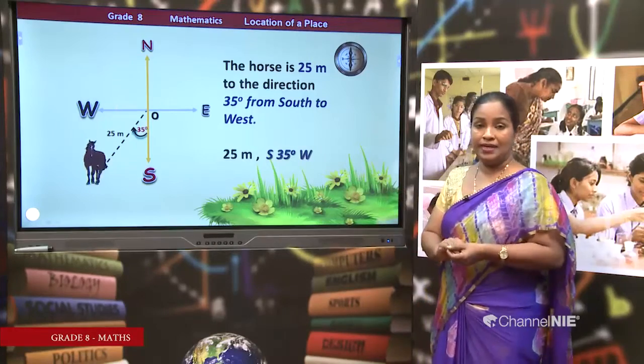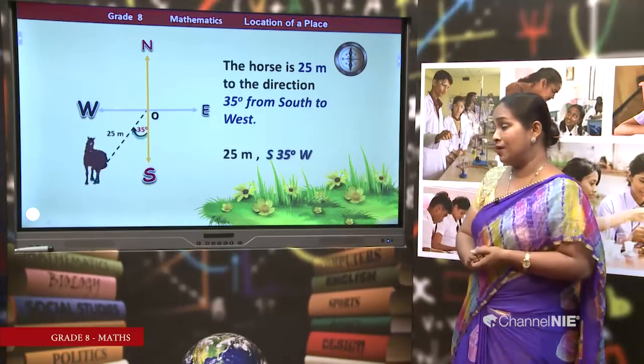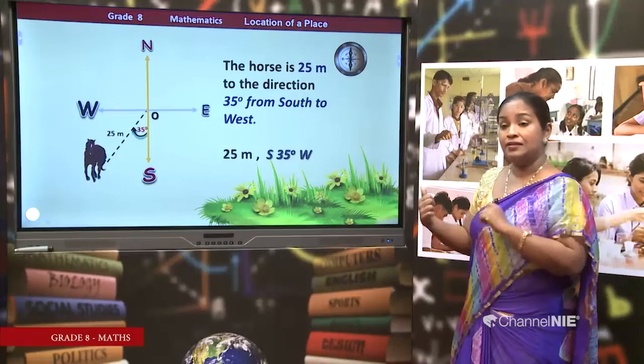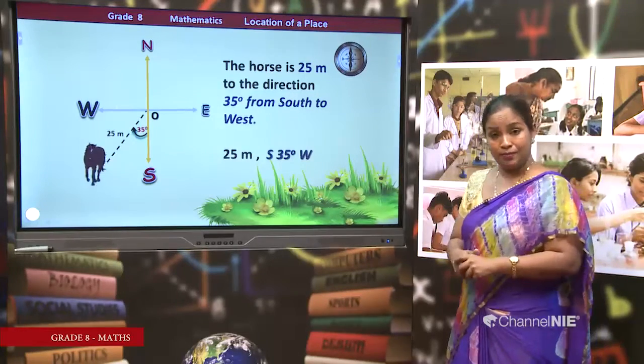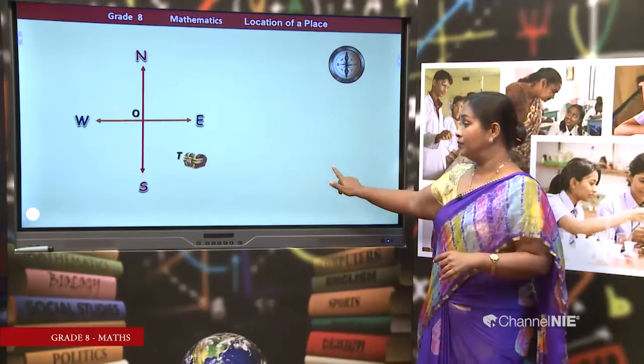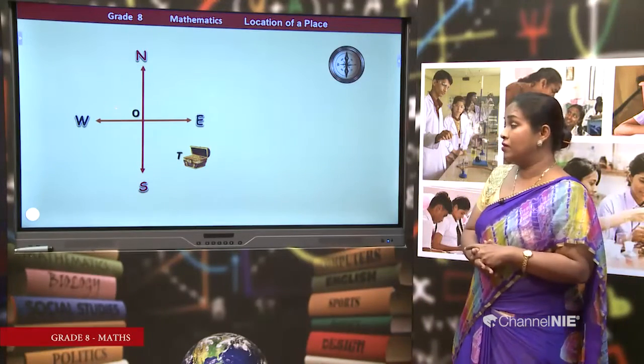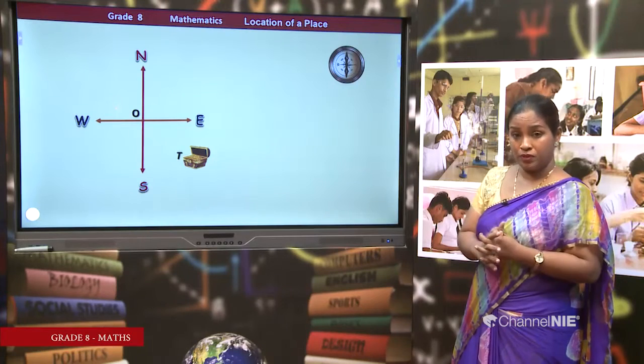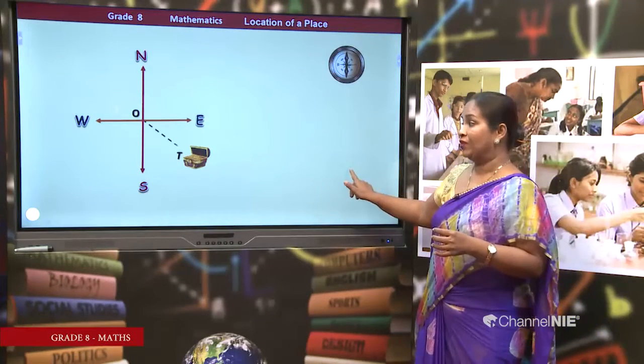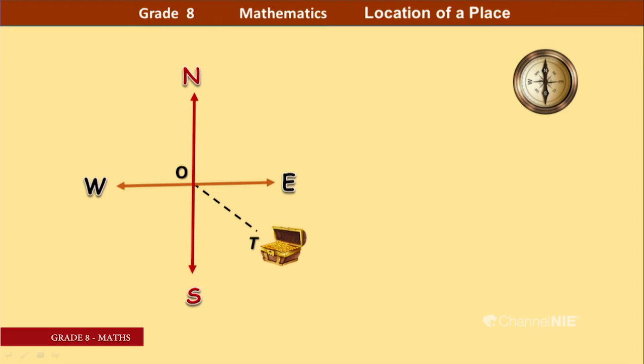So, we can note it in short way 25 meters, comma, capital S, the angle 35 degrees, capital W. Okay. You have a treasure box. You have to find the direction of the treasure box first. We will see. First step is we have to join the point O and T. Then you have to measure the angle.